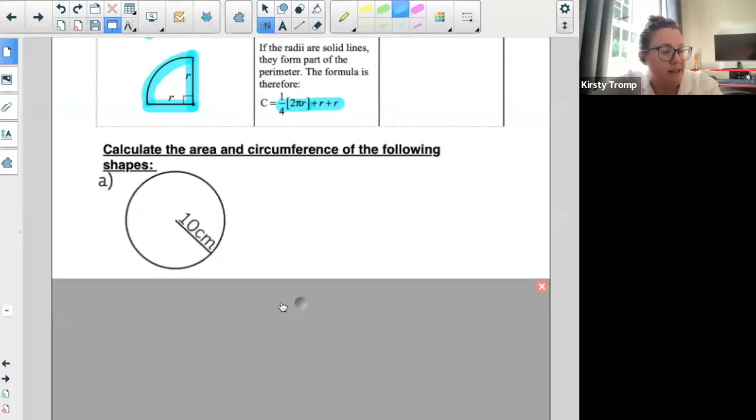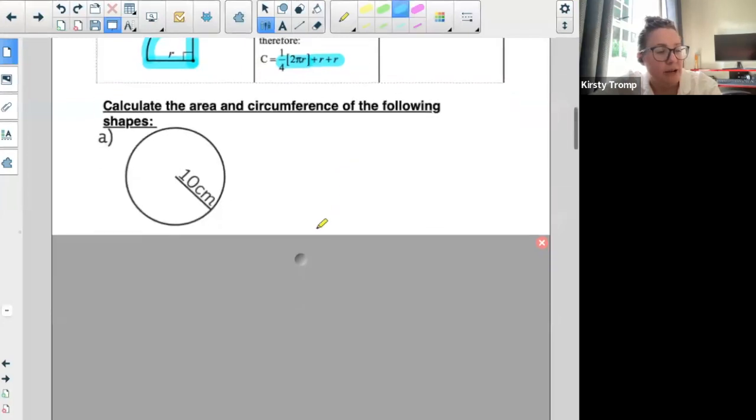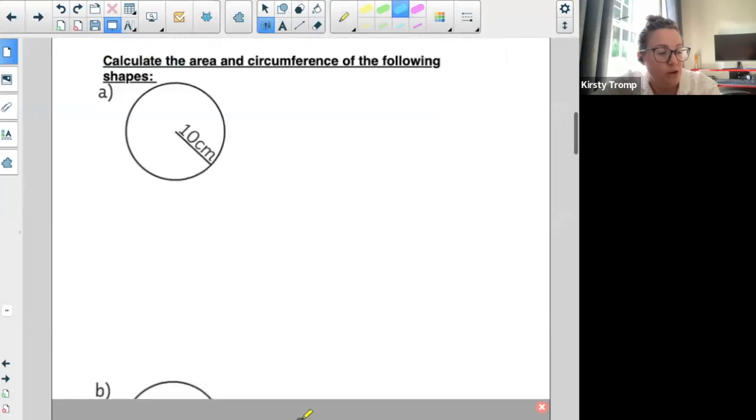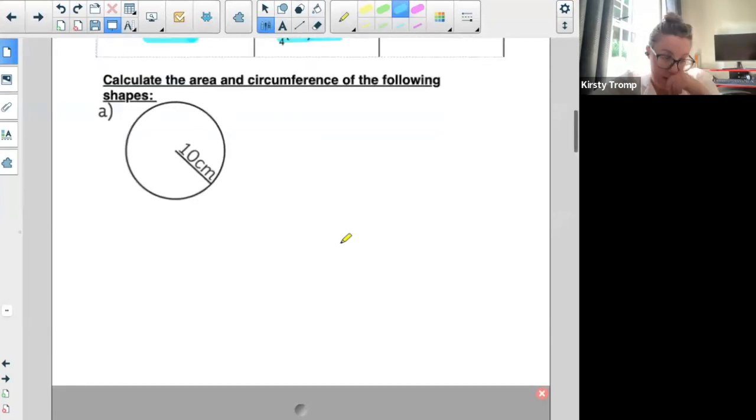So for A, it says, calculate the area and circumference of the following shapes. First of all, it's really important that we take note of what they're asking us here, guys. They're asking us to do the area and they're asking us for the perimeter. So we need to make sure that we're answering both parts of the question.